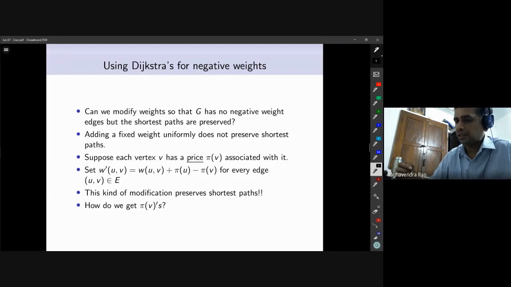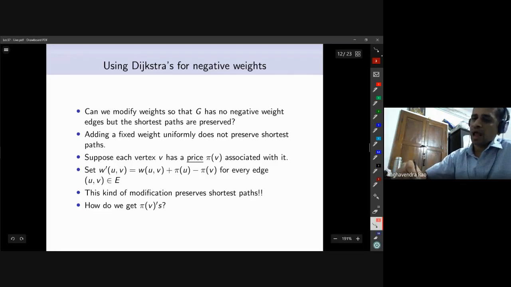So you get the price, or you get that money, if you are leaving the vertex, and you have to pay the price if you are entering the vertex. That is just an imagination. I mean, there is no justification for it. So what we are going to do is, if you have some price associated with each vertex, we can try to modify the weights as follows: the weight of the original edge plus the difference between the prices.